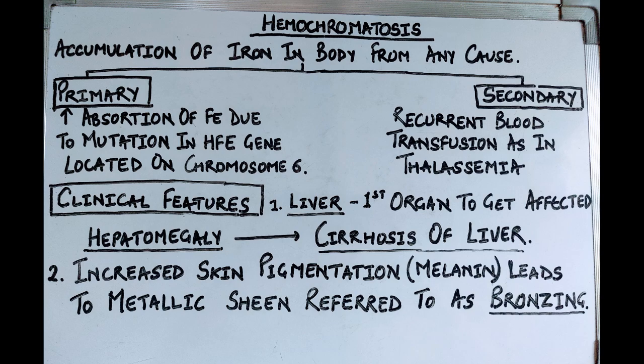Next is clinical features. The first clinical feature is that the first organ affected is the liver. In the liver, first hepatomegaly occurs, which further leads to cirrhosis of the liver. The second clinical feature is increased skin pigmentation, that is accumulation of melanin, which leads to a metallic sheen to the surface of the body, referred to as bronzing. So the skin becomes bronze in color.